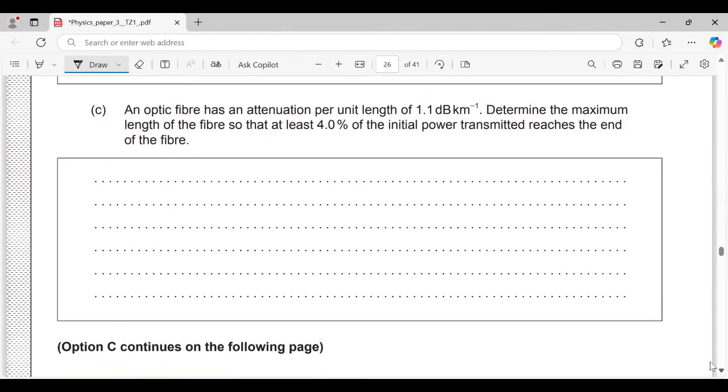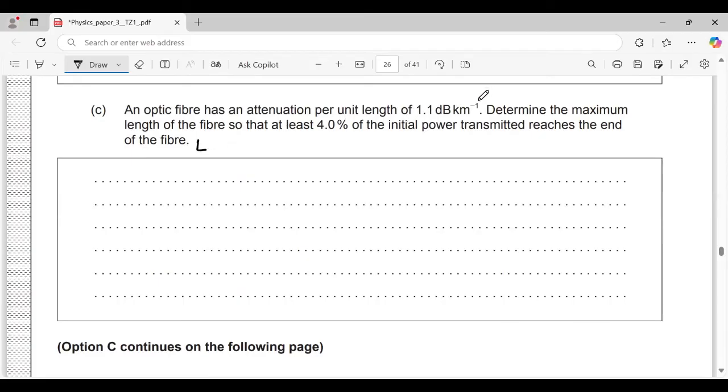C. An optic fiber has an attenuation per unit length of 1.1 decibel per kilometer. Determine the maximum length of the fiber so that at least 4.0% of the initial power transmitted reaches the end of the fiber. It means we are going to find L.